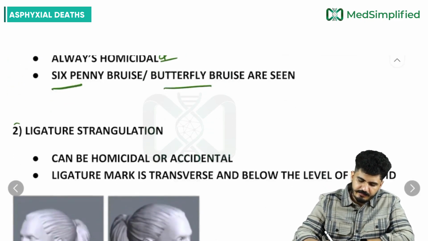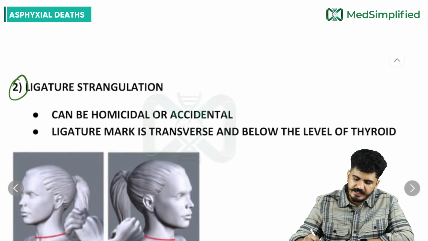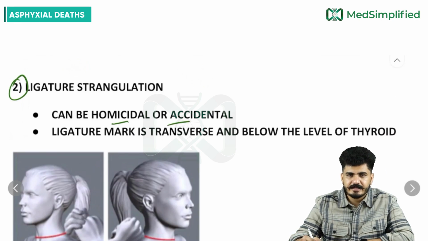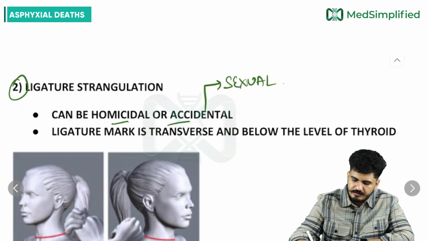Now coming to the second part, the second type is ligature strangulation. Ligature strangulation can be homicidal or can be accidental. And accidental, if you talk about the ligature, it is seen in sexual pleasure.